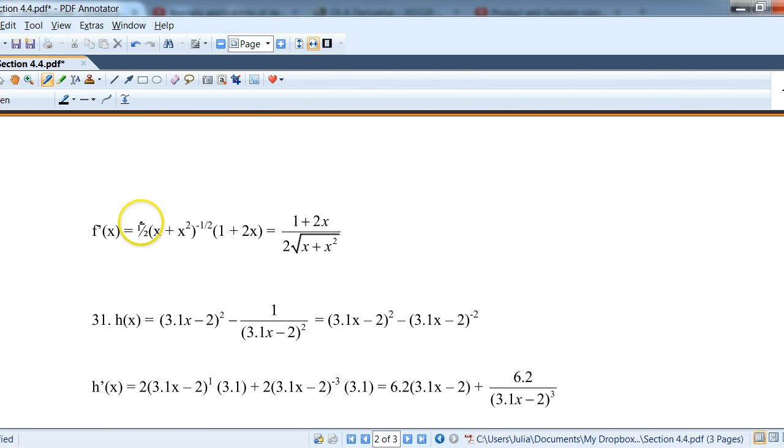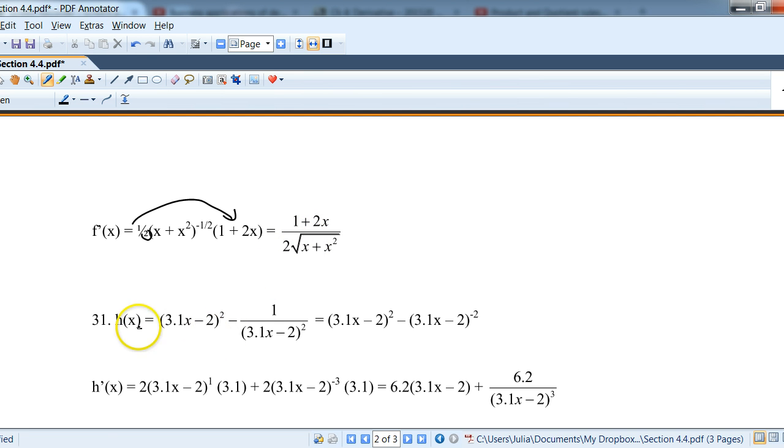Again, 1/2 comes on the front, x plus x squared to the negative half power, times the derivative of x plus x squared, which gives us 1 plus 2x. Again, 1 plus 2x actually stays on the top because it's together with a 1. 1 times 1 plus 2x gets multiplied, and the 2 stays on the bottom. It stays 2 times the square root of x plus x squared. And that's how we can do it with radicals very similarly.